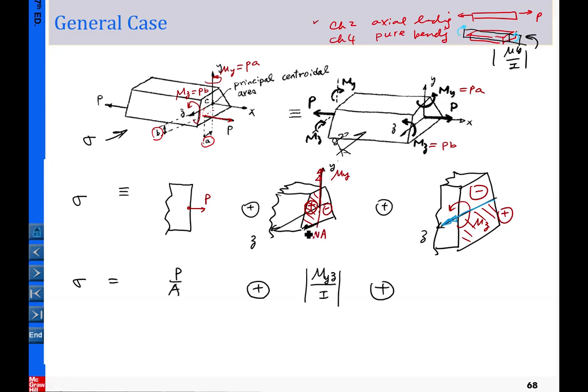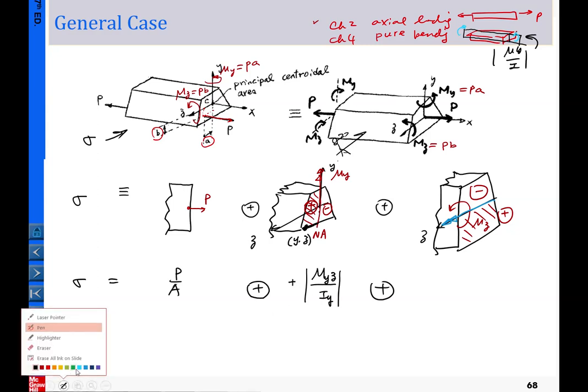Okay, so let me say this point has the coordinate yz here. And I is the moment of inertia with respect to the neutral axis. The neutral axis here is the y-axis. Okay, so this is the magnitude. And then, for example, if you're interested in this point, then this is tensile, so you put the tensile sign here.